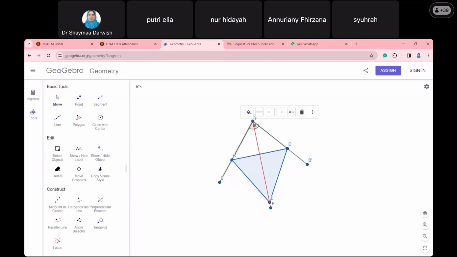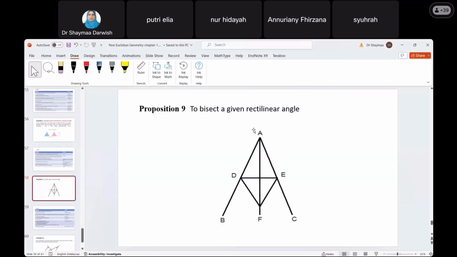So since both triangles are congruent, then the two angles here should be equal in measure. And this is the step here.